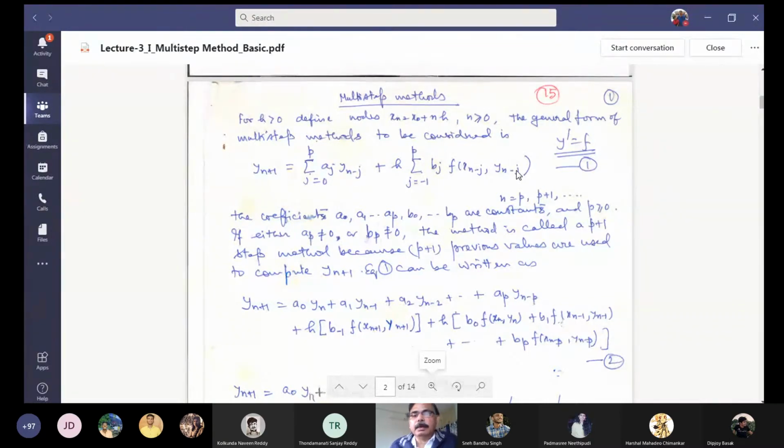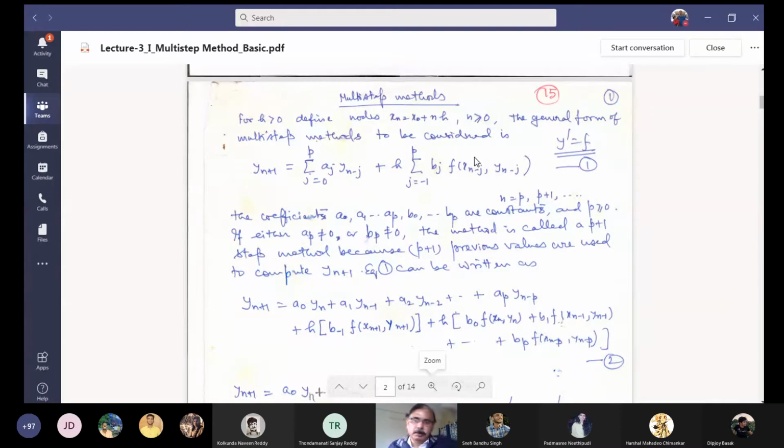So this is the most important term. This is the implicit part. If b minus 1 is 0, then it will be an explicit method. If b minus 1 is not equal to 0, this will be an implicit method. Is that clear? Yes, sir.